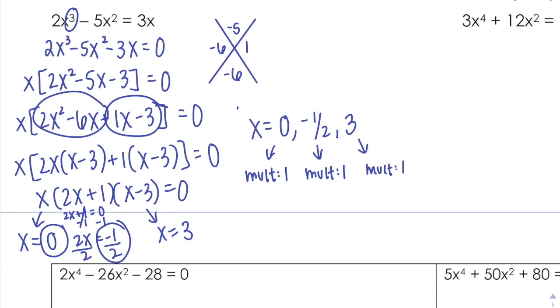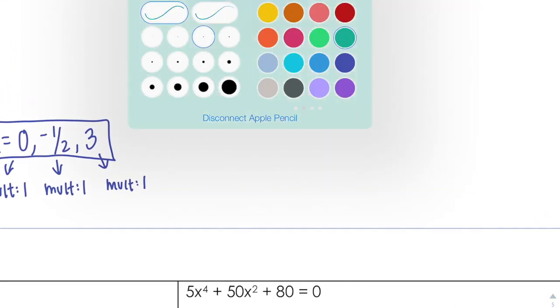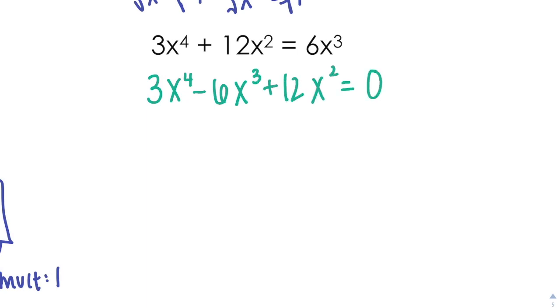That's it. Taking a look at the next one. Once again, it doesn't equal 0, it has to equal 0. So I'm going to subtract 6x cubed, so I get 3x to the 4th minus 6x cubed plus 12x squared equals 0. They have an x squared in common, but it's actually a 3x squared that I'm going to take out. And that will leave me with x squared minus 2x plus 4.